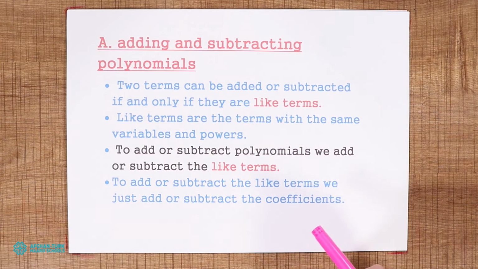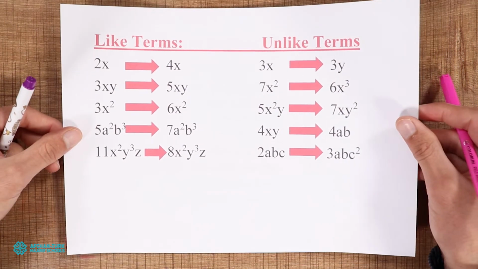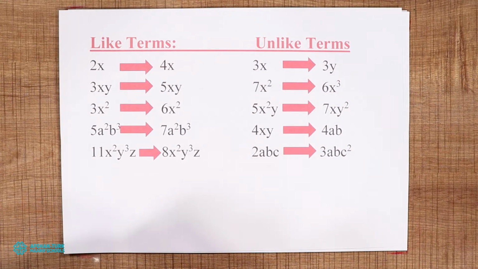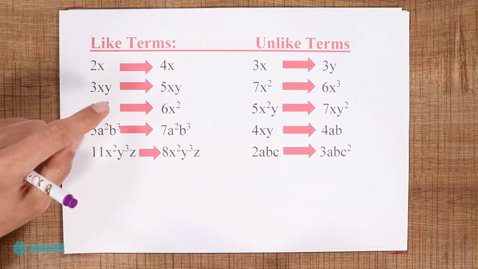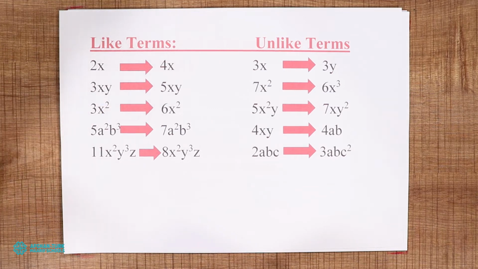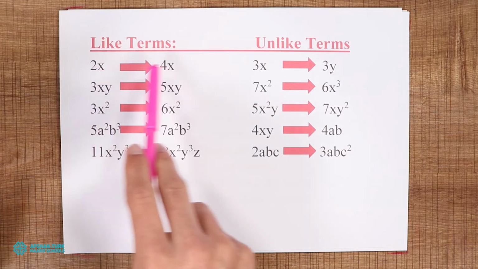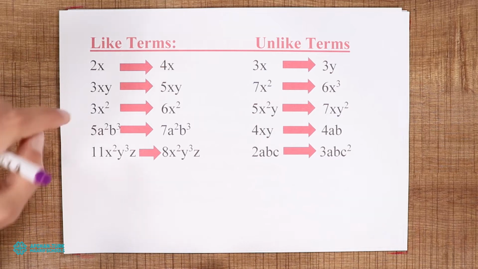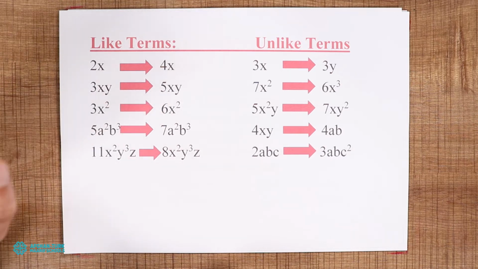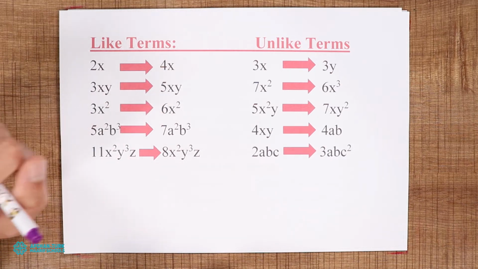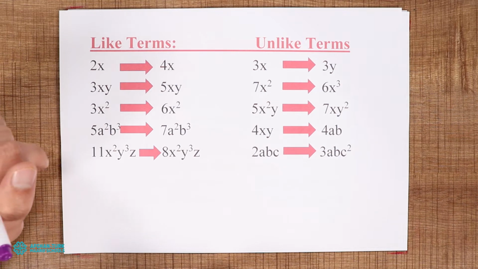So what are like terms? Look at this. Here we have some examples of like terms and unlike terms. Like terms are terms with the same variables and also the same powers of the variables. For example, 2x and 4x are like terms because we have x as the variable in both terms. 3xy and 5xy are like terms because we have x to the power of 1 and y to the power of 1 in both. 3x to the power of 2 and 6x to the power of 2 are also like terms because the powers are 2 and the variables are the same.